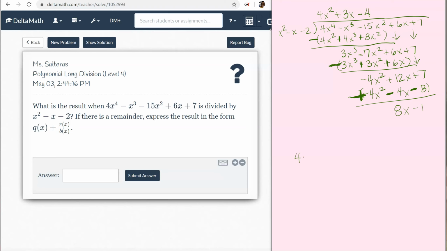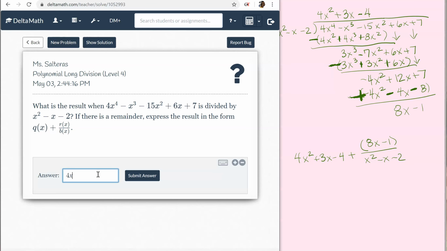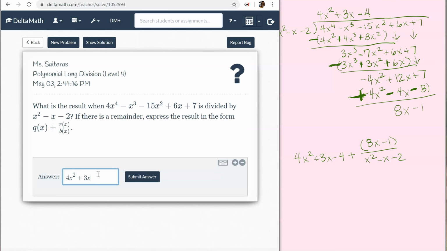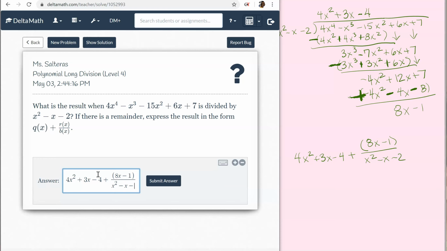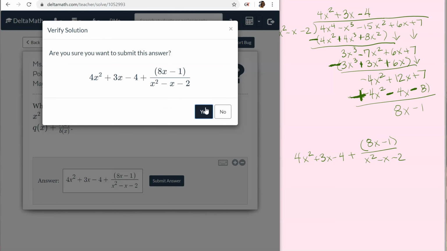So our answer is going to be 4x squared plus 3x minus 4, plus, again, put this in parentheses, your remainder in parentheses, divided by your divisor. And go ahead and type that in. 4x squared plus 3x minus 4 plus parentheses 8x minus 1, close parentheses, forward slash button, that's your question mark button as well, x squared minus x minus 2. Press submit, press yes, and there we go.